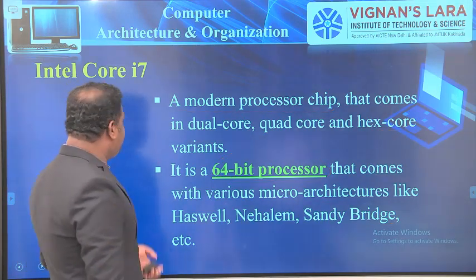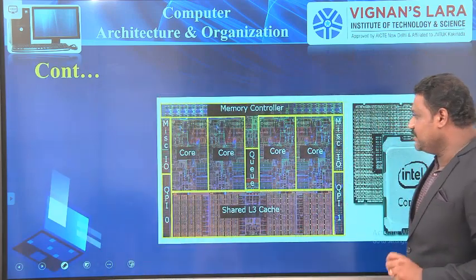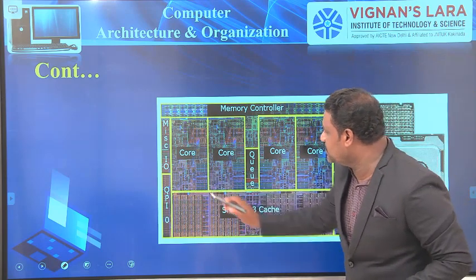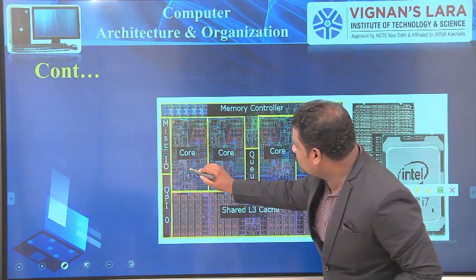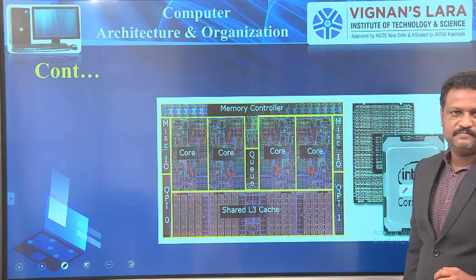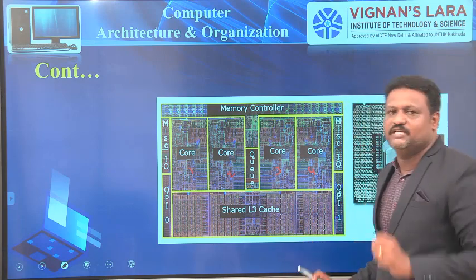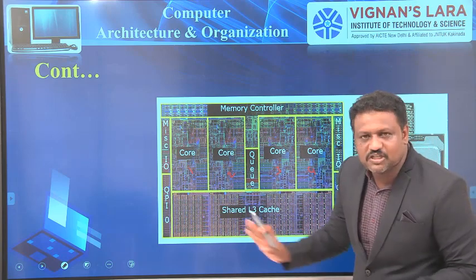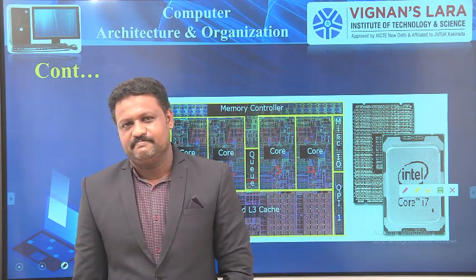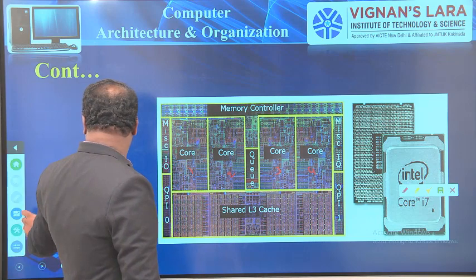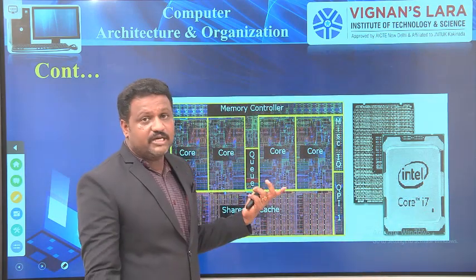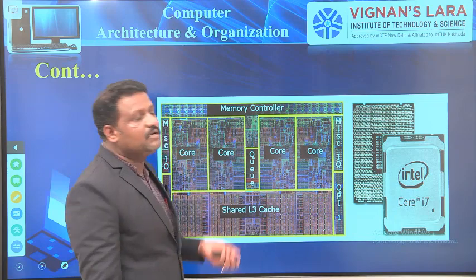Right. Now see, friends, its structure: it is an i7 processor, right? It has four cores. This is core one, this is core two, this is core three, and this is core four. Each core is nothing but one processing element or processing unit. These four processing units run in parallel, so the speed of operation of your system increases. I hope you understand the historical background of our computers.